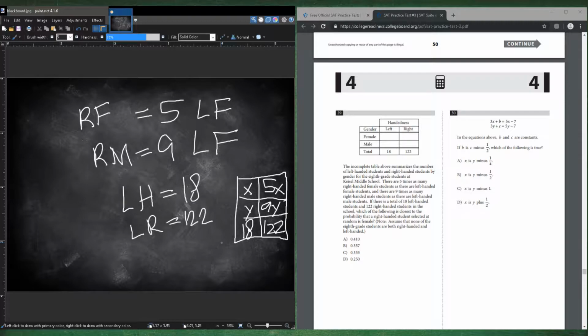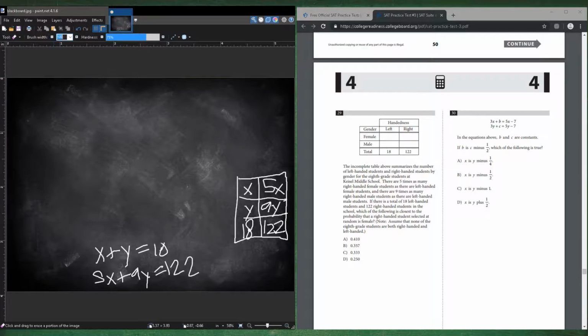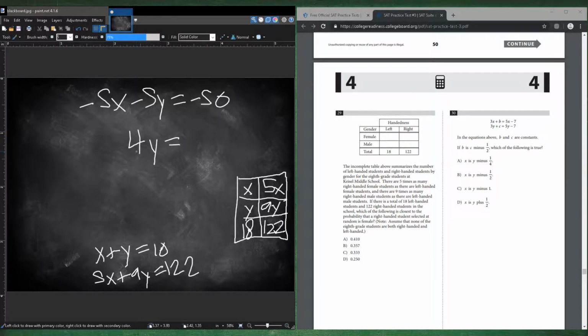So X plus Y has to equal 18, and 5X plus 9Y has to equal 122. So you multiply the first equation by -5. You get -5X minus 5Y is -50. Then you add it to the second equation: -5X plus 5X is 0, -5Y plus 9Y is 4Y, and -50 plus 122 is 72. So Y is equal to 18.